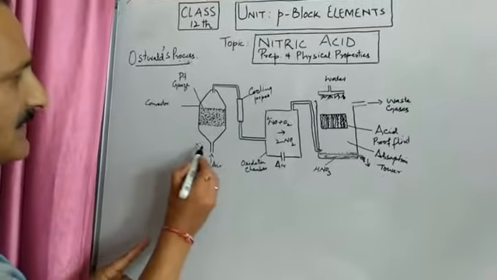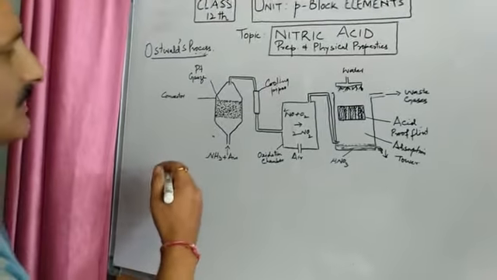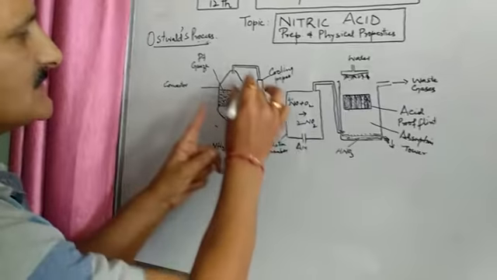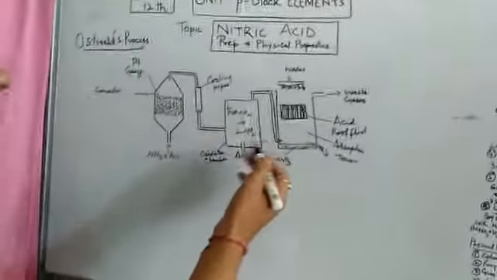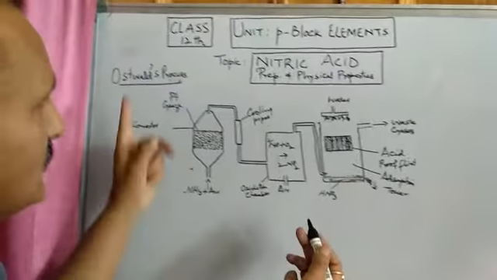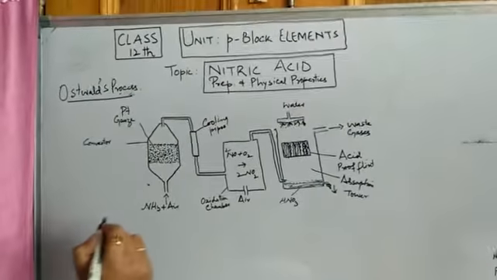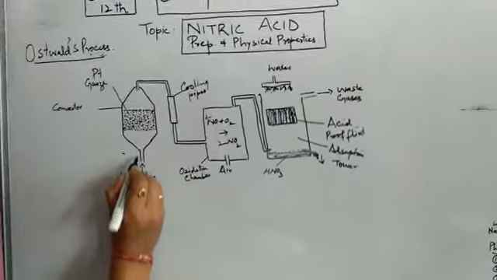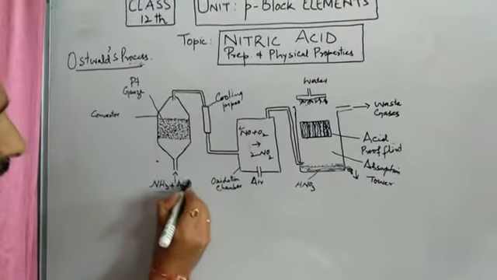Then we have an inlet here. So what we do in the beginning, we fix this apparatus as shown in the figure. We will be proceeding with how nitric acid is prepared through this process, that is Ostwald's process. So what we do, we introduce a mixture of ammonia and air.